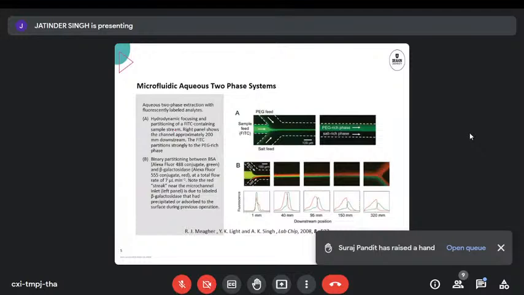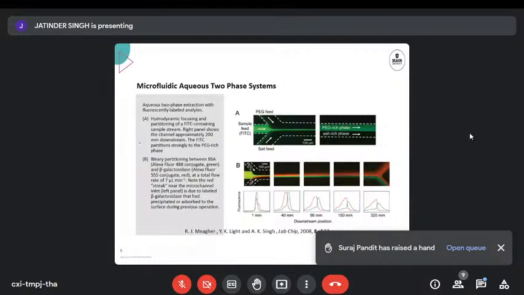So here in A, you can see hydrodynamic focusing and partitioning of a sample stream. You can see that our sample here is focused between PEG on one side, salt on the other side, and we get selective extraction of one protein and not others from our sample flow into the PEG phase. So, this is not even a protein, this is FITC. So FITC partitions strongly into the PEG-rich phase, which means that you can separate it out from a component that doesn't have that affinity for PEG.